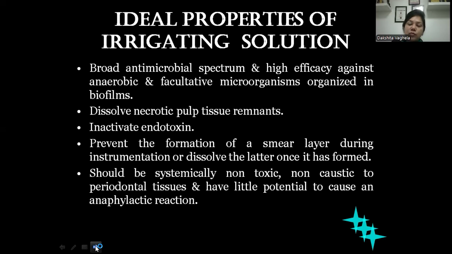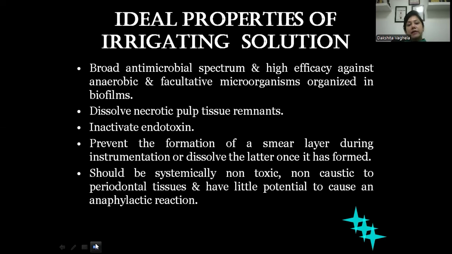So they should possess broad antimicrobial spectra. That is, they should be effective against aerobic and anaerobic microorganisms. They should dissolve the necrotic pulp tissue. They should inactivate the endotoxins which are produced by the microorganisms, prevent the formation of smear layer, and in case it is formed, then they should be able to dissolve it. And they should be systemically non-toxic, non-caustic.